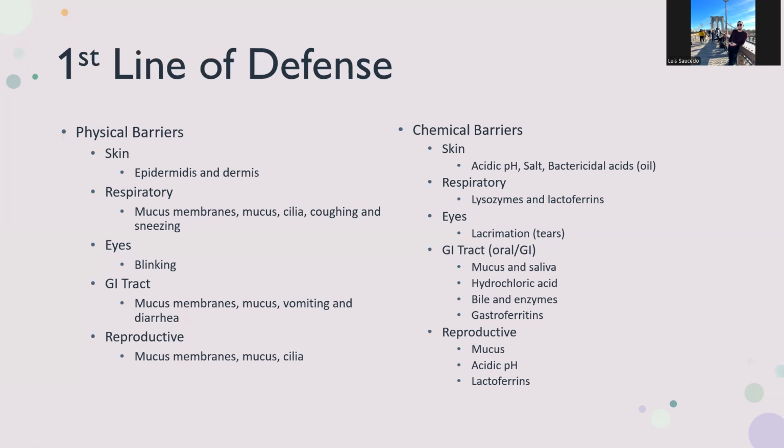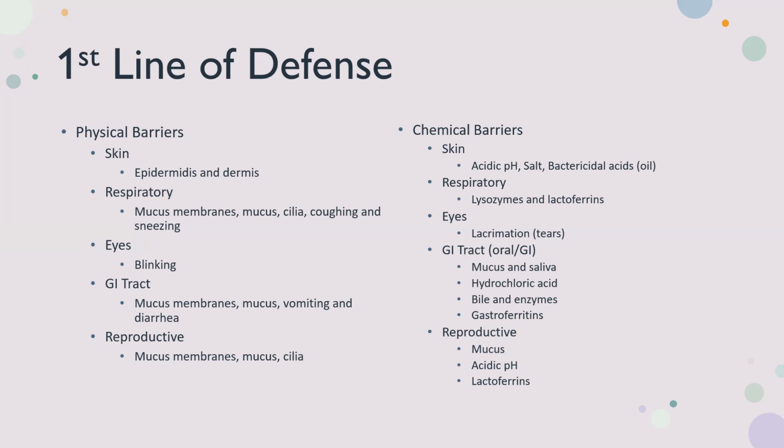So in this case, you can see things like skin, respiratory, eyes, GI tract, and reproductive. That's how I broke it down here. If you look at your physical barriers, obviously the skin, the epidermis and the dermis. Your eyes, really the only physical barrier you have is blinking. Your eyelashes kind of count for that as well, but blinking for the most part is the way your eyes will protect themselves against an infection or a microbe.